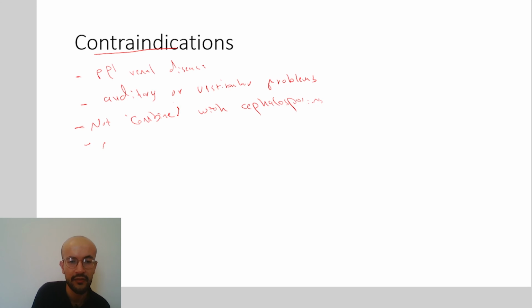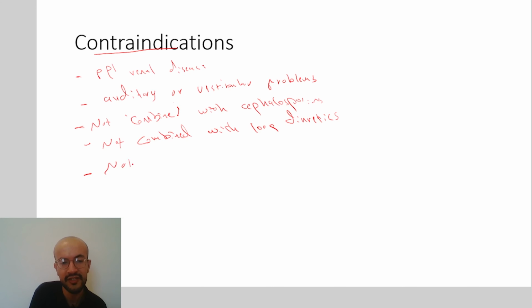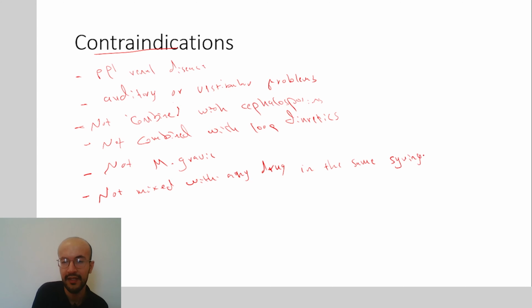and not combined with loop diuretics because both of them are ototoxic, and they are not given to patients with myasthenia gravis because they cause muscle weakness, and they are not mixed with any drug in the same syringe, because they have a different charge, and mixing them with a drug that has another charge would deactivate both of those drugs. So they are not used this way.